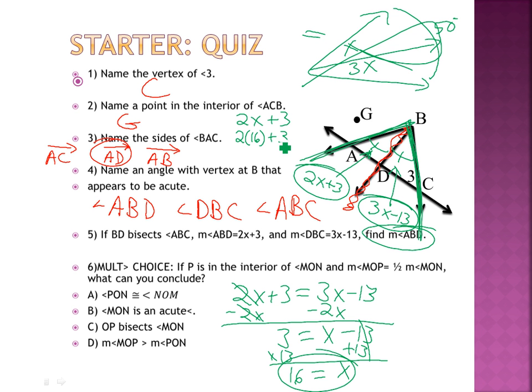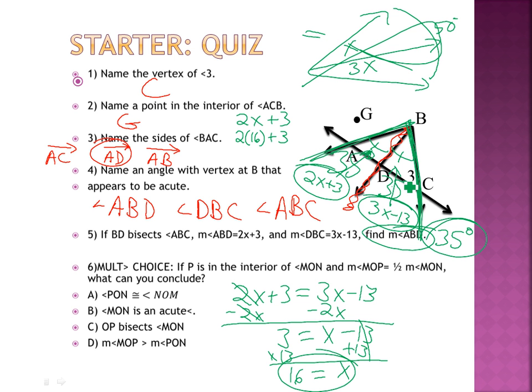We do the math here. What's 2 times 16? 32 plus 3. So the angle is 35 degrees. That's this angle, 35 degrees. What's this angle over here? 35 degrees. A little tougher question.